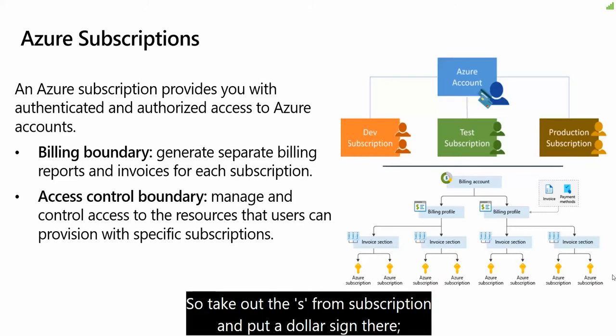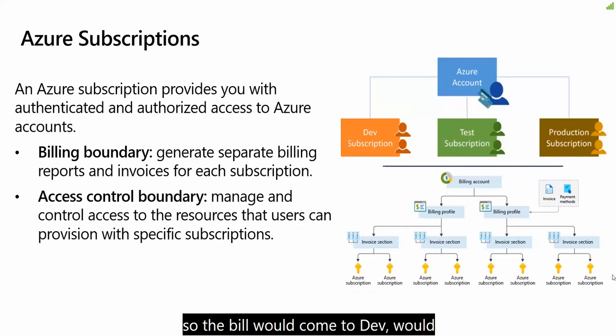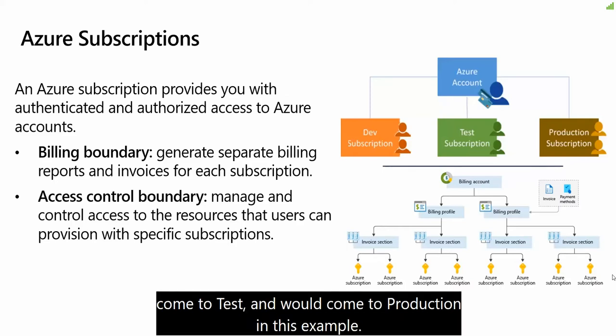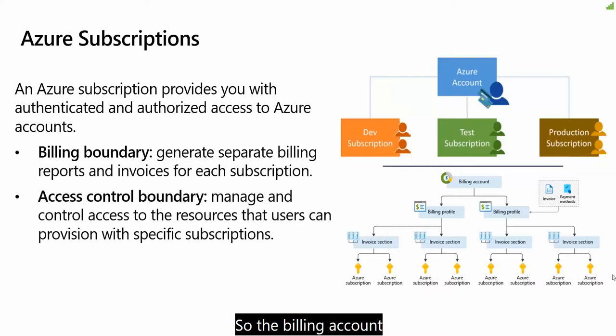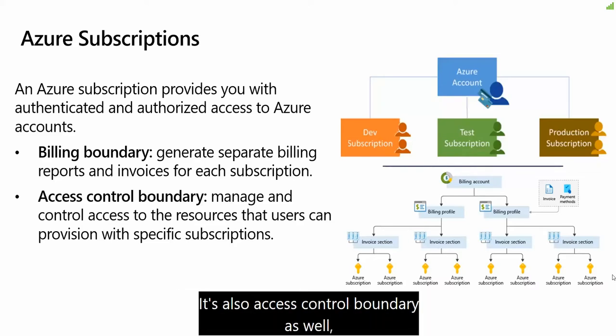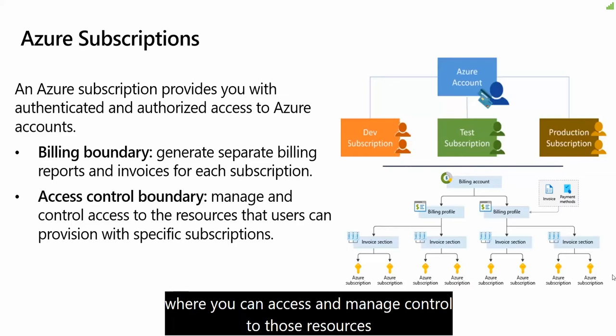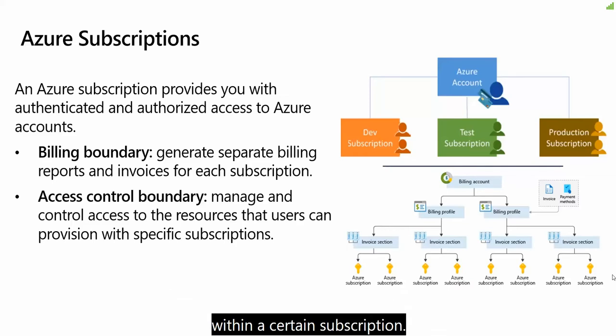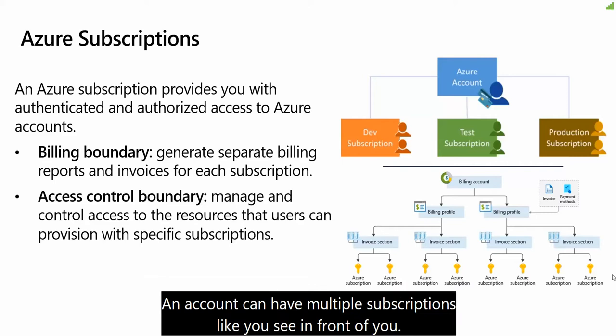So take out the S from subscription and put a $ sign there. So the bill would come to dev, would come to test, and would come to production in this example. So the billing account is a subscription, and it's an automatic billing boundary. It's also an access control boundary as well, where you can access and manage control to those resources within a certain subscription. An account can have multiple subscriptions like you see in front of you.